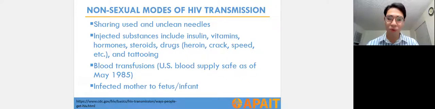Blood transfusion: as of May 1985, the US blood supply states there were accounts of HIV being passed through blood transfusions before 1985. Now all blood for transfusion is screened for evidence of HIV. And then we have infected mother to fetus and/or infant. Children can potentially be exposed to HIV when it passes from an HIV positive mother to the child. This usually occurs during pregnancy, childbirth, or when breastfeeding.